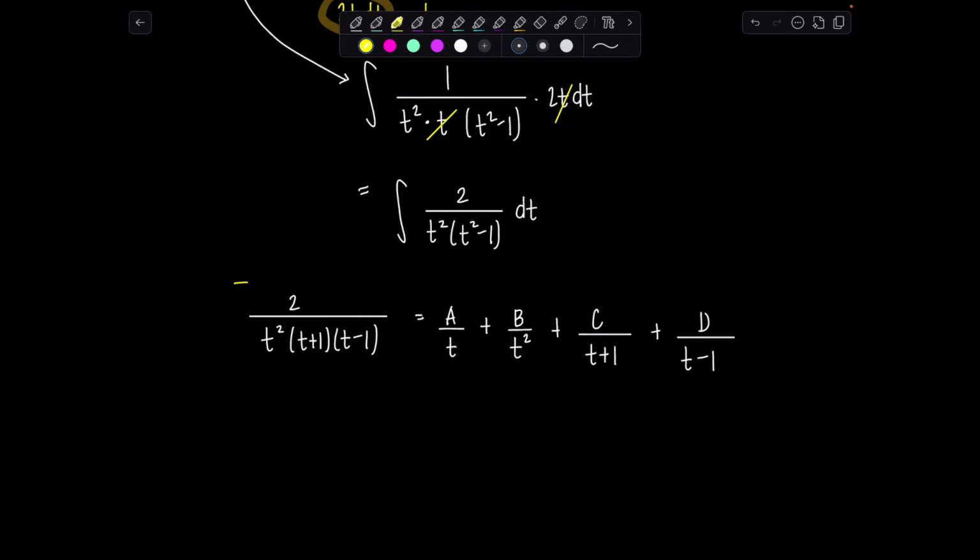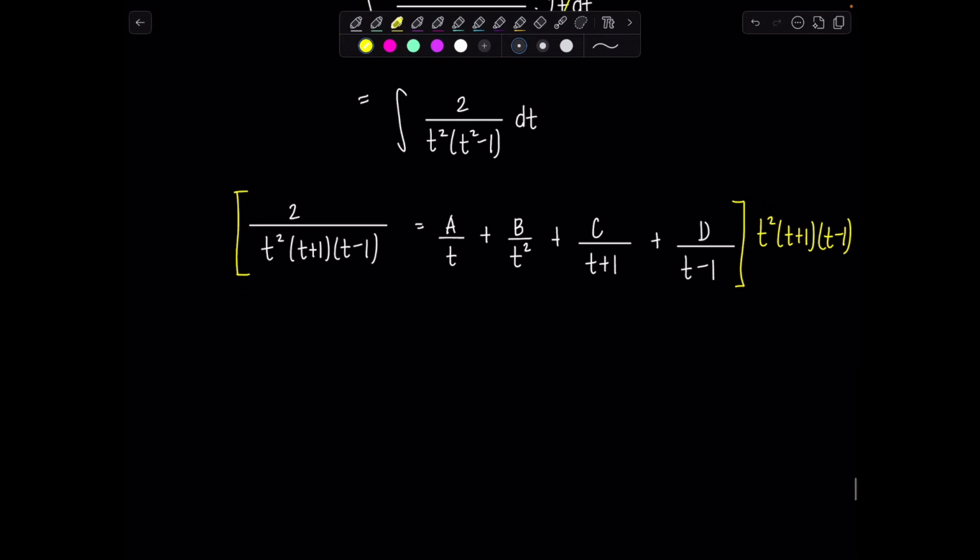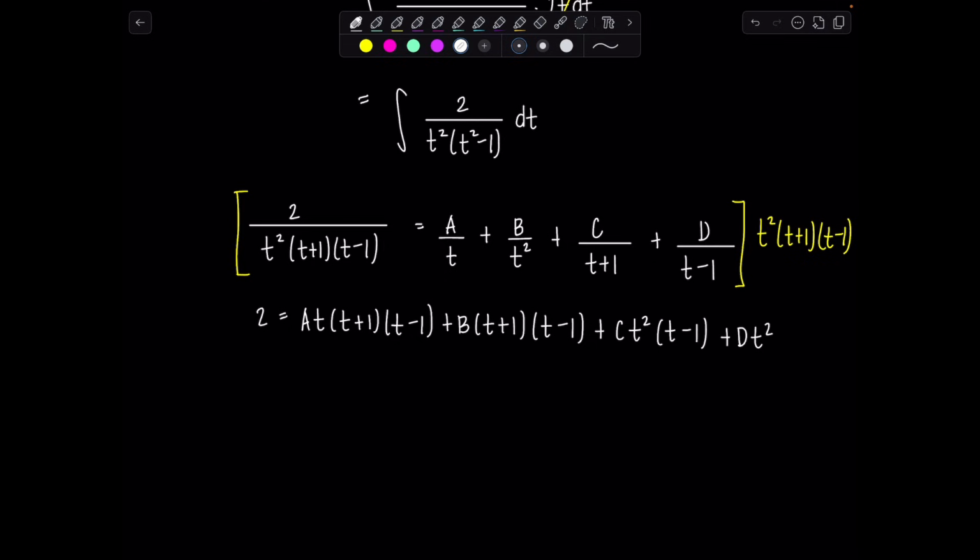Okay, so multiply through by the LCD, in this case t squared, t plus 1, t minus 1. And then we're going to have 2 equals a times t plus 1, t minus 1, plus b times t plus 1, t minus 1, plus c times t squared, t minus 1, plus d times t squared, t plus 1.